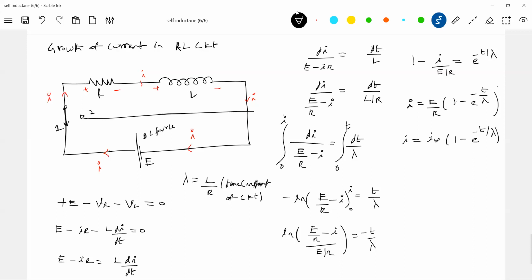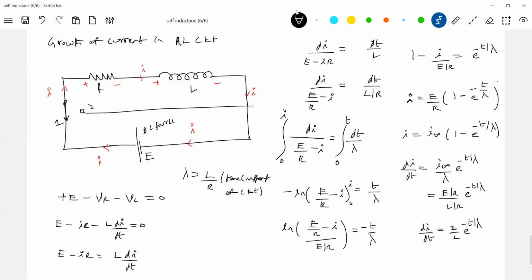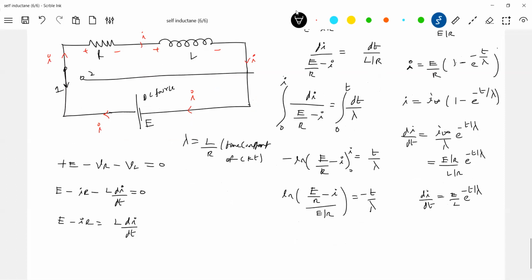Now what about the drop across the inductor? I want the drop across the inductor. We'll differentiate this. If I differentiate, di by dt is I infinity by lambda e to the power of minus t by lambda. What is I infinity? E by R. What is lambda? L by R. This is the value of di by dt. Now I know the value of di by dt. So can I bring VL? So what is the drop across the inductor?